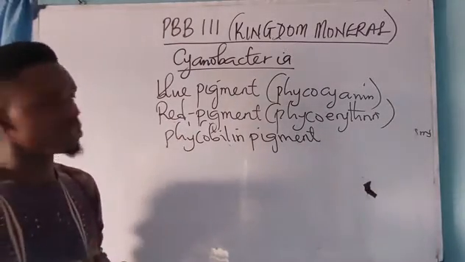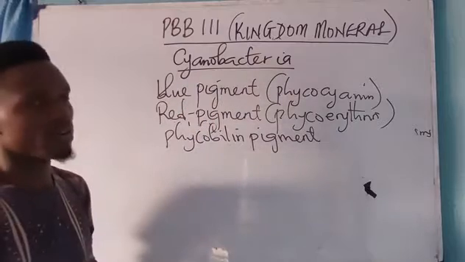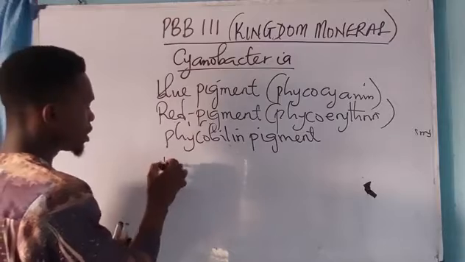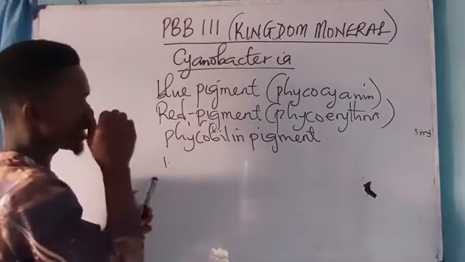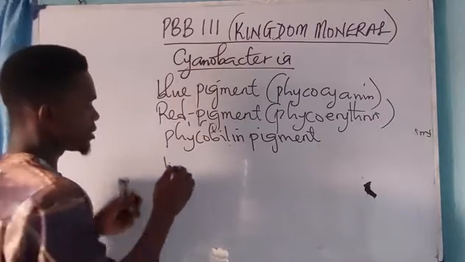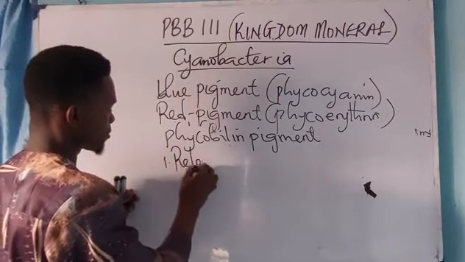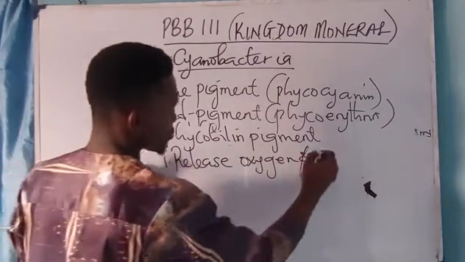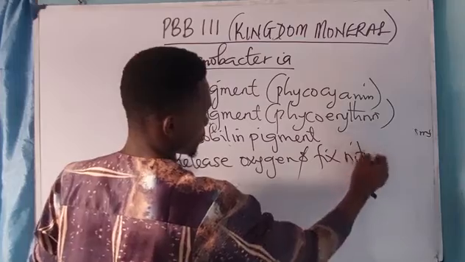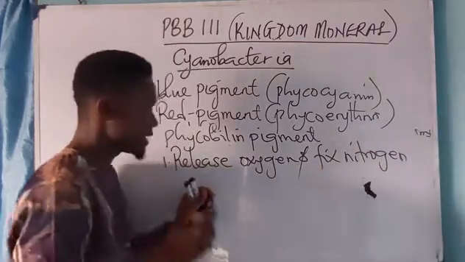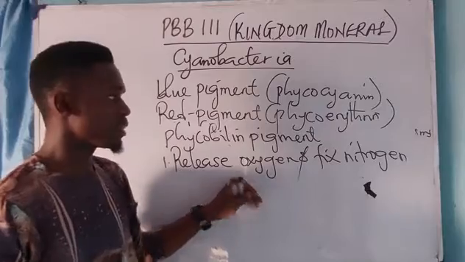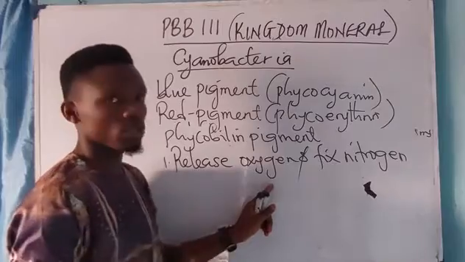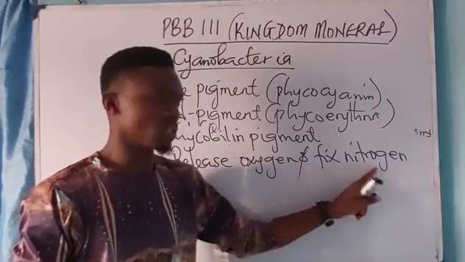Now, there are certain striking features that cyanobacteria have that other bacteria do not have. One, they are the only bacteria that have the ability to release oxygen and also fix nitrogen. You can see that they release oxygen into the atmosphere through photolysis of water. This oxygen is gotten from the water molecule, and they also have the ability to fix nitrogen.